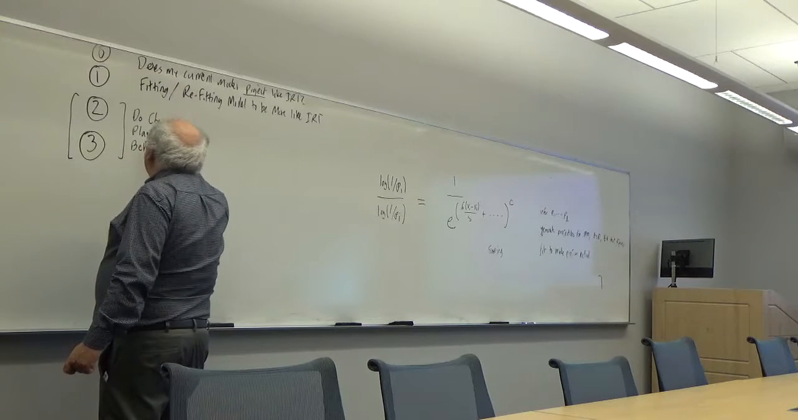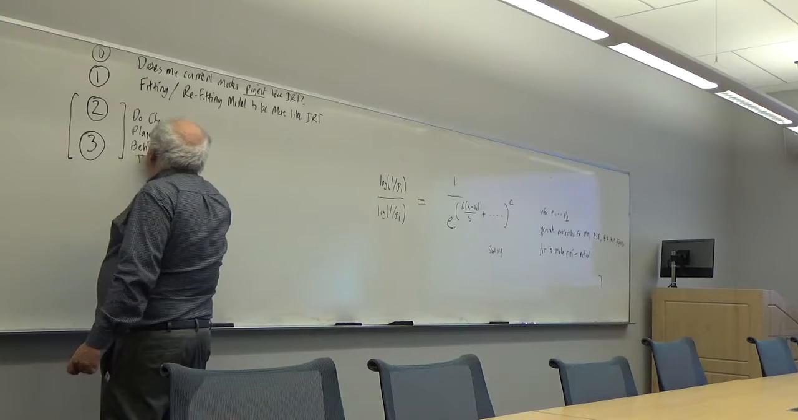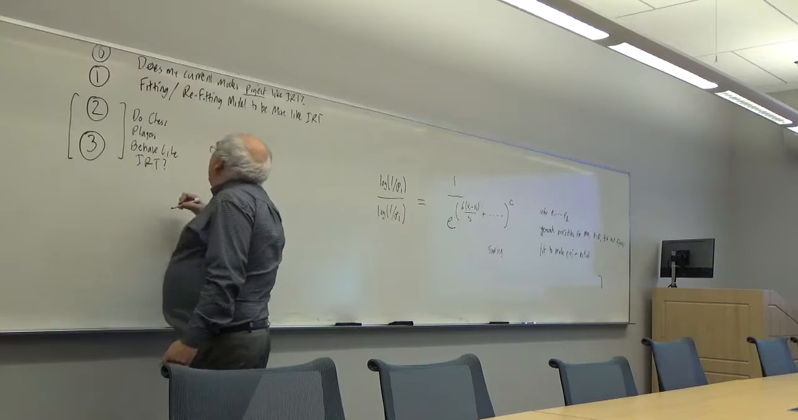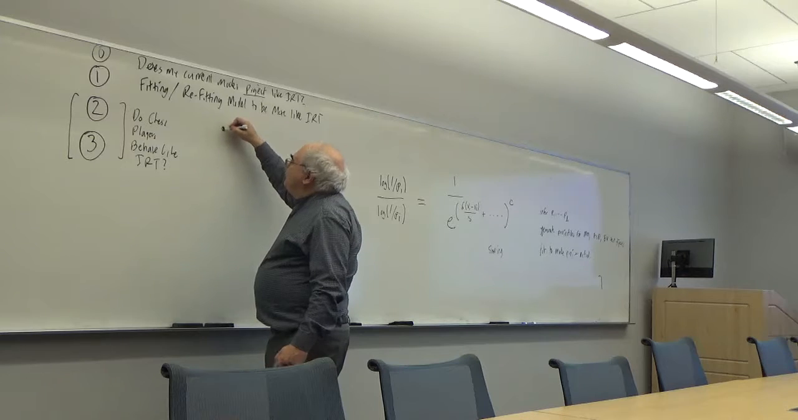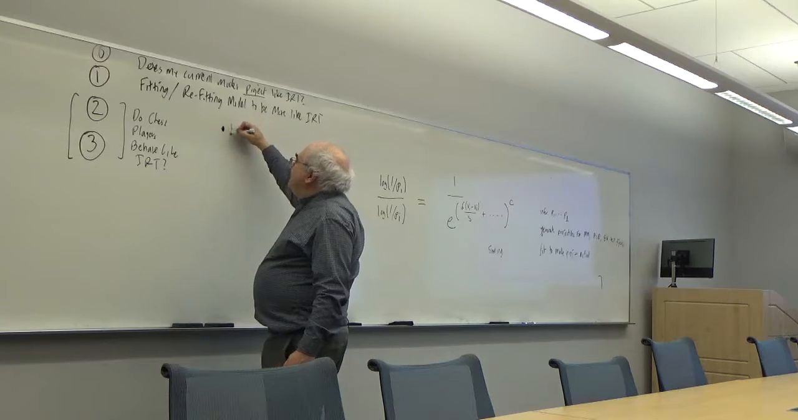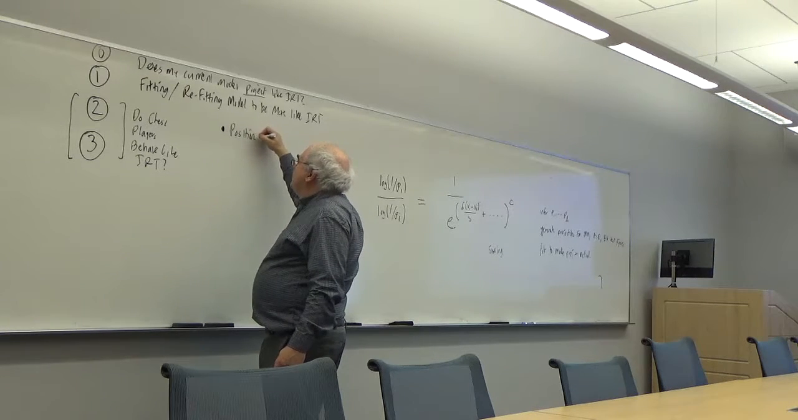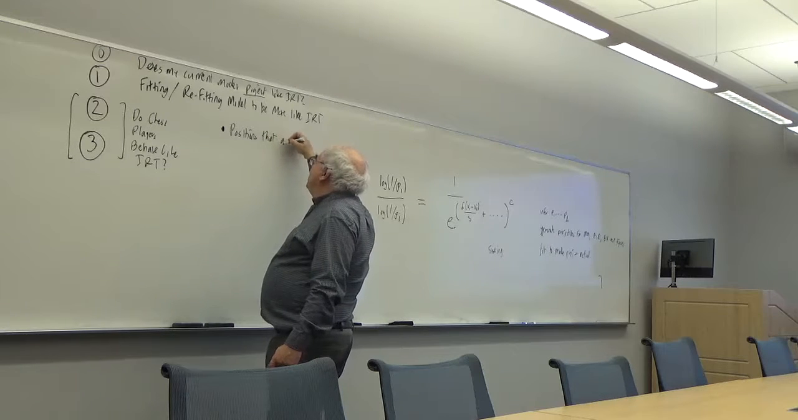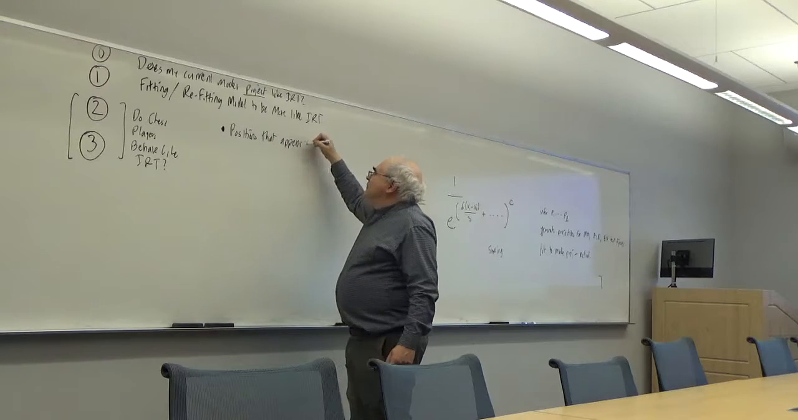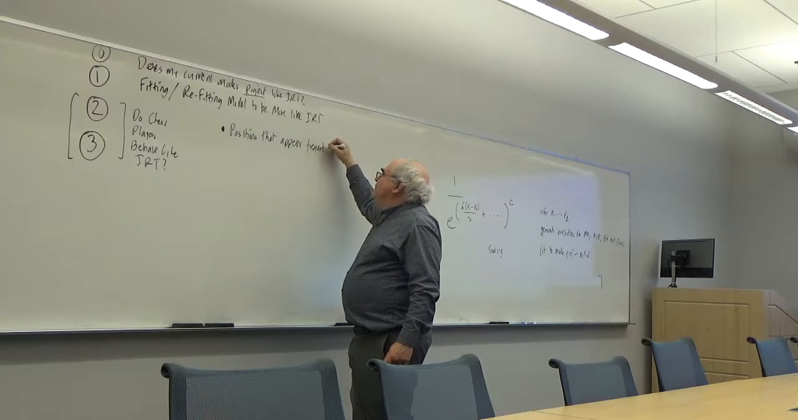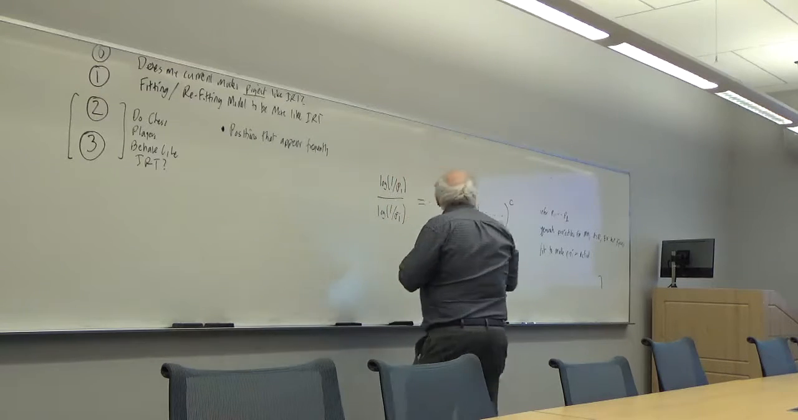Both of these is, do chess players behave like IRT? And what we can do is we can do this in two-pronged form. We can take positions that appear frequently, okay, and there's a way to recognize this.